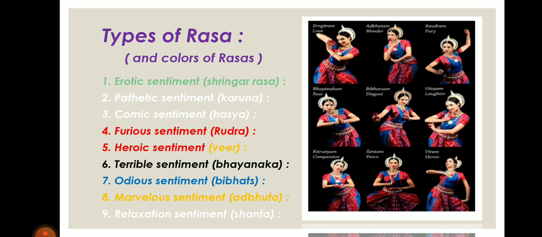Fourth one is furious sentiment, which is called Rudra rasa. The sthayi bhav of Rudra is anger. The rasa is related to an arrogant and angry state of mind. For example, Shiva's Tandav and Mahakali. Red color represents furious sentiment.